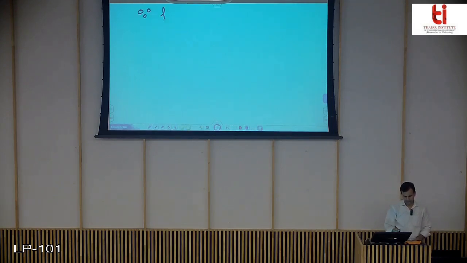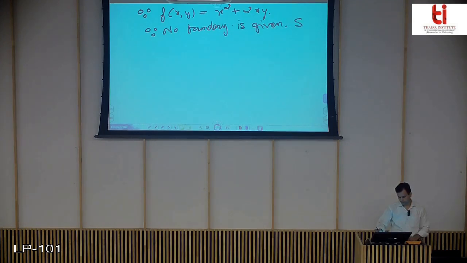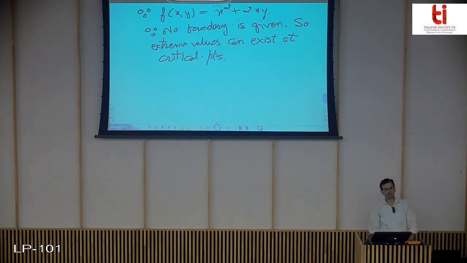Since it is given that f(x,y) is equal to x square plus 2xy, and since no boundary is given, extreme values can exist at the critical points. This is the first question, so that's why I am writing this much theory. Otherwise, we need not write this much theory. So extreme values can exist at critical points.